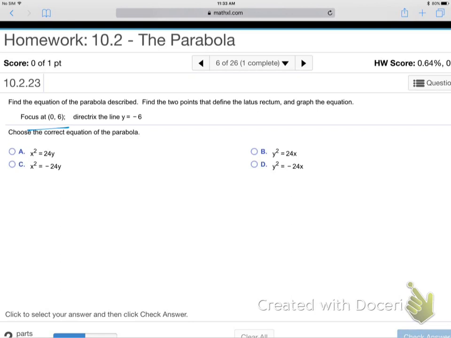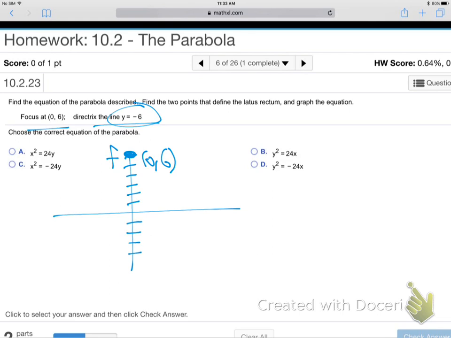Okay, so the focus is (0, 6), and the directrix line is there. It's always helpful to graph. It really is. So let's start graphing. The focus is over 0, up 6: 1, 2, 3, 4, 5, 6. So there is the focus point. The directrix line is y equals negative 6. So first off, that's a line going through the y-axis at negative 6: 1, 2, 3, 4, 5, 6. So negative 6 right here. There's the directrix. The directrix line is y equals negative 6.